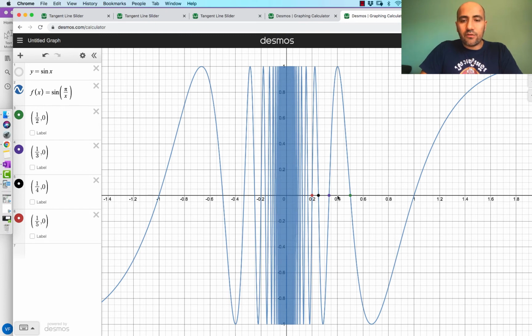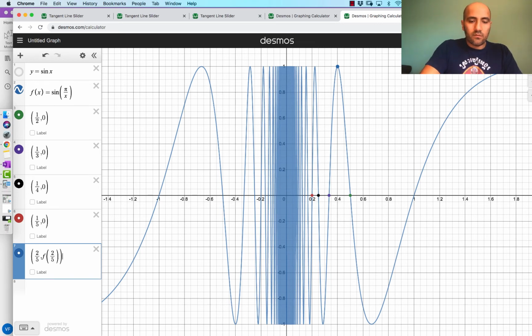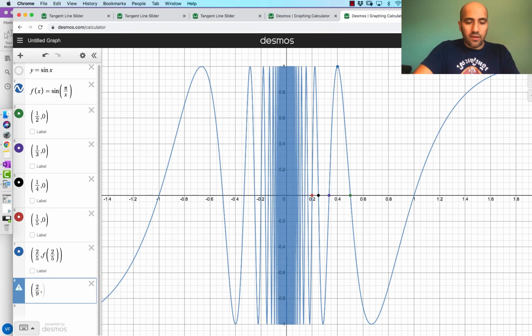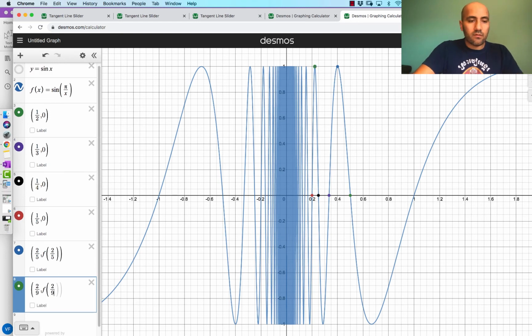I can choose specific values of this function where I let it be equal to the path of 2 divided by 5. So if I let x equal to 2 divided by 5, notice that that's going to be the x value somewhere in here, and I get this point over there. And now if I let x equal to 2 divided by 9, comma, f of 2 divided by 9, again I get this point up here.